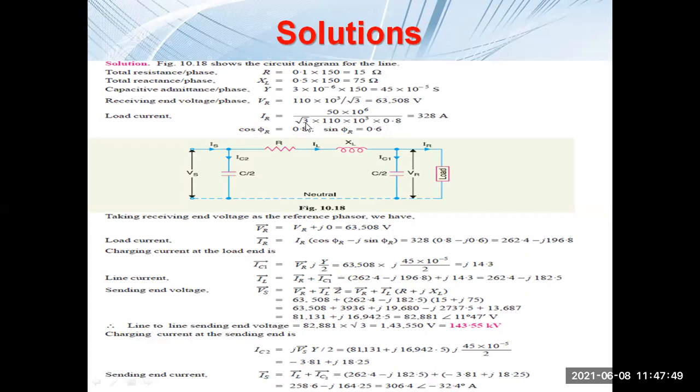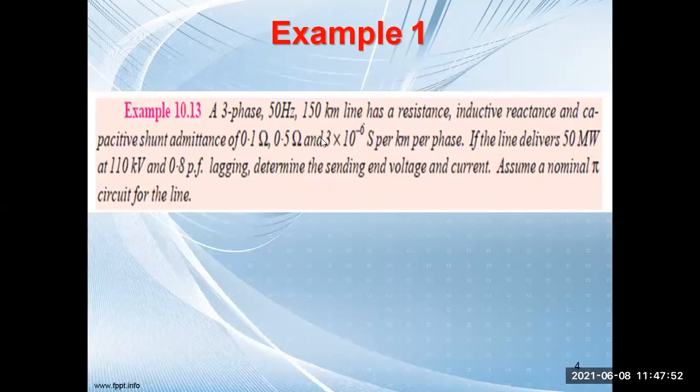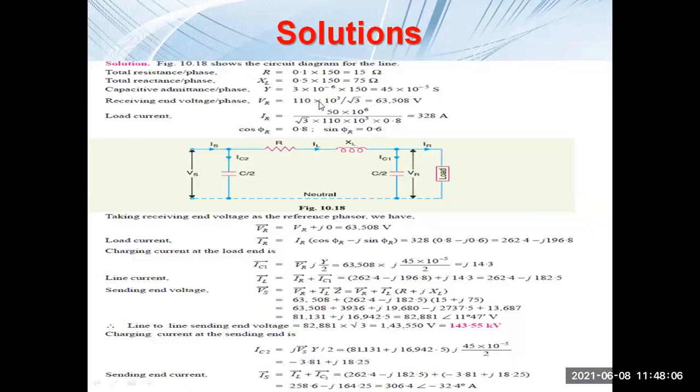Y value. Then VR is 110 kV, but this 110 kV, unless and until it is mentioned as single phase, it is a three-phase system. So in a three-phase system, you always have to remember this voltage is given line to line. So you need to convert it into phase. Converting into phase, this will be divided by √3. So you'll get the phase voltage.